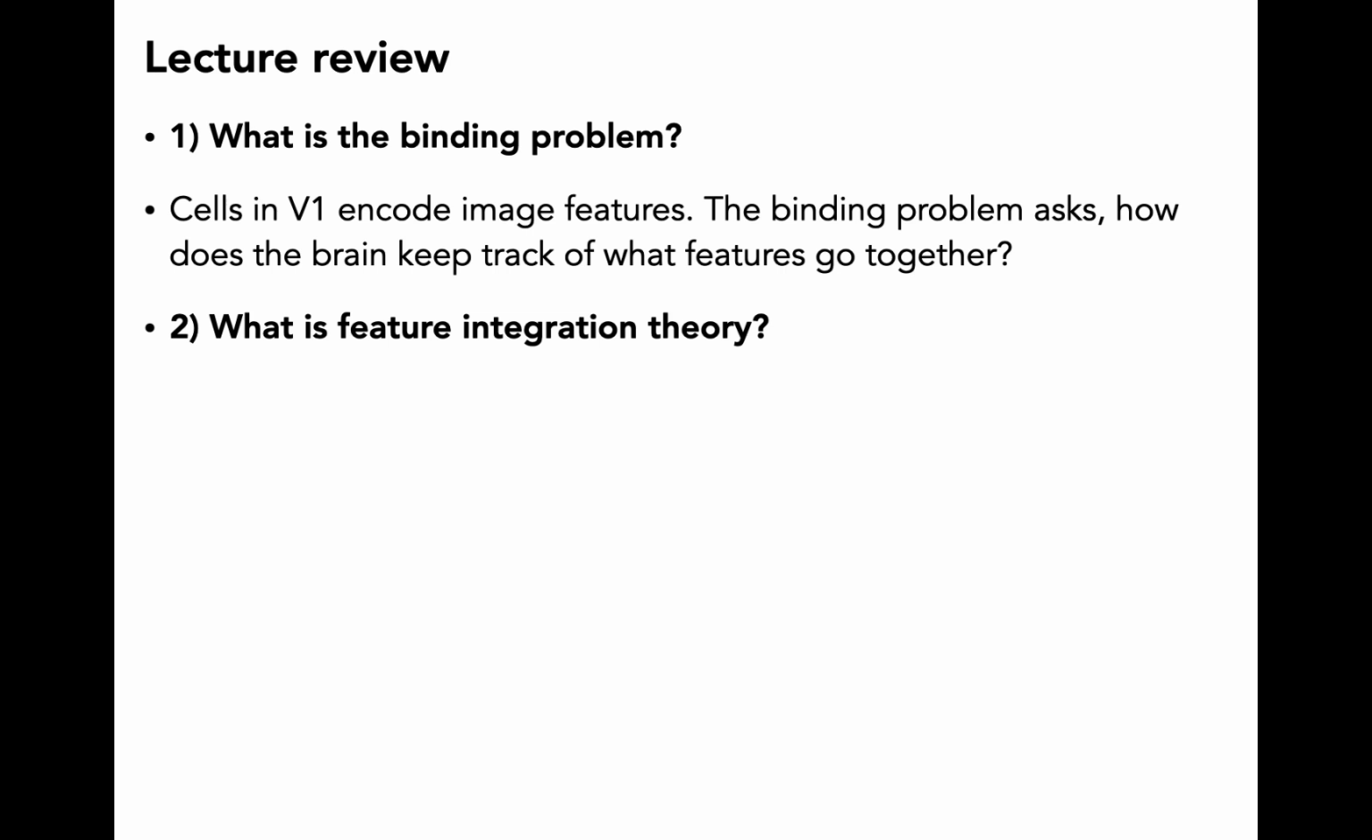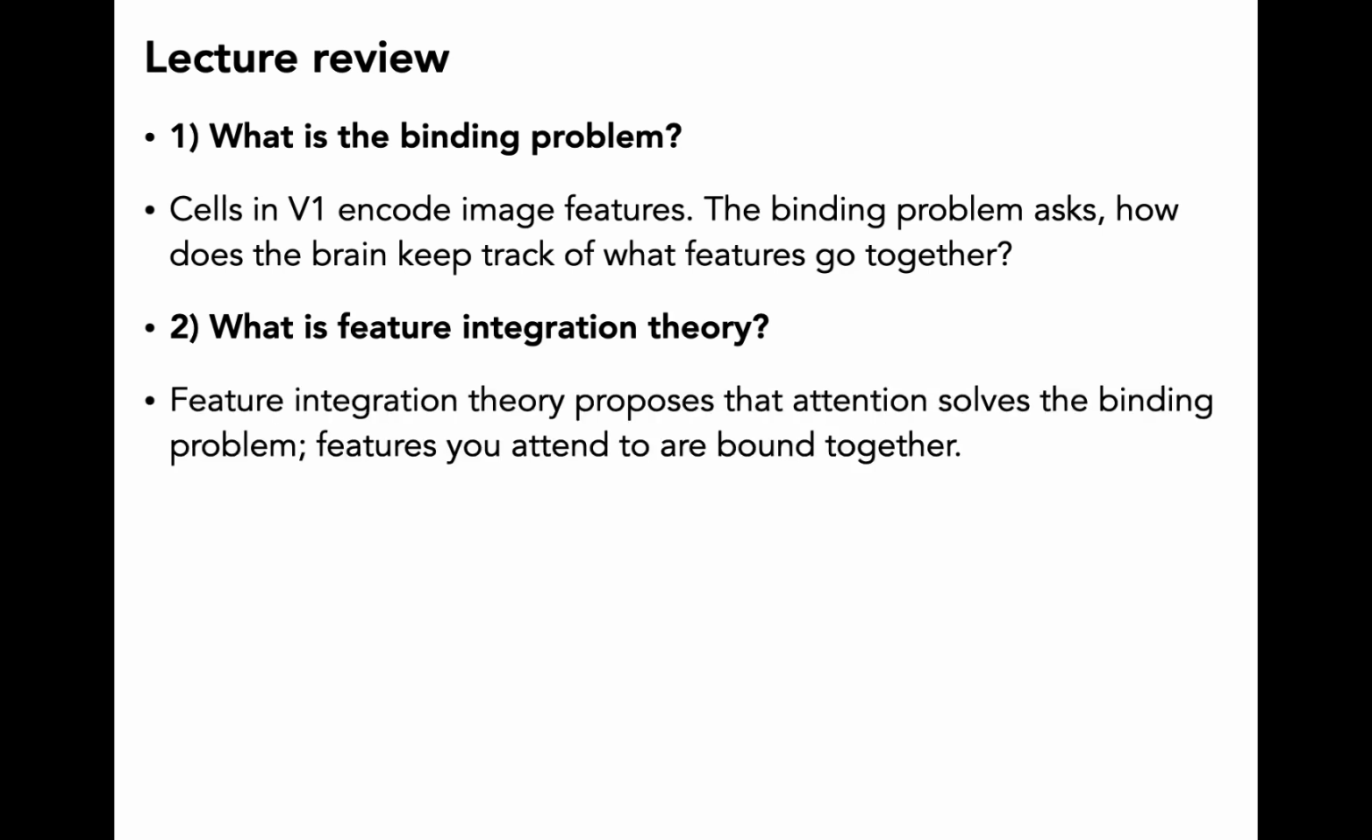Question 2: What is feature integration theory? Feature integration theory proposes that attention solves the binding problem. Features you attend to are bound together. So they're kept together, and that's how when you look at a red circle and a green triangle, you see the circle as red and not as green, right? Its features are bound together because you're paying attention to the object.